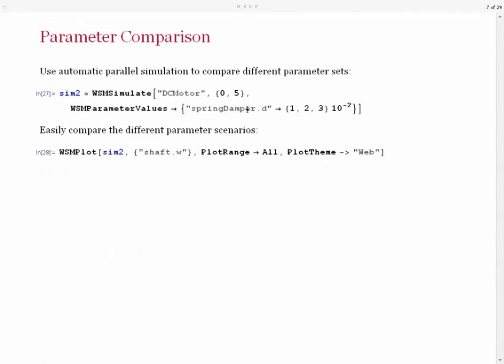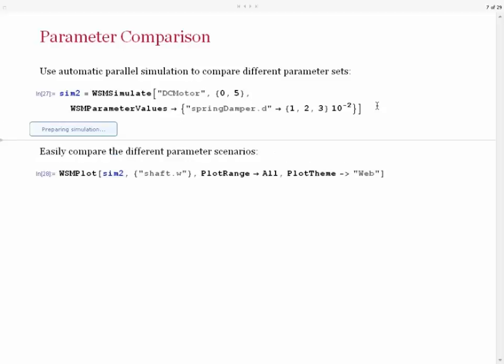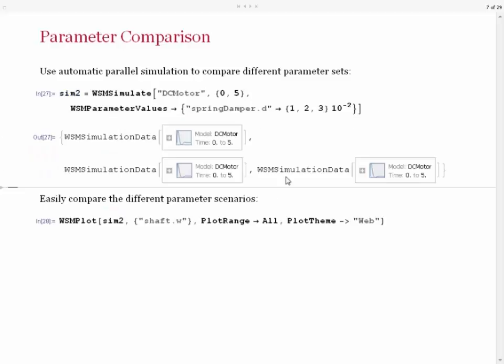A common thing to do with your model is to compare how it behaves for different parameter values. What happens when I change the damping in my weak axis? Let's find out. By using the option WSMParameterValues, we can control the parameters of the simulation. In this case, we choose 3 different values for the damper. If we run this simulation, parallel kernels are automatically started, and simulation of the 3 different scenarios is done in parallel. The result we get from this simulation is of course a list of 3 simulation data objects.